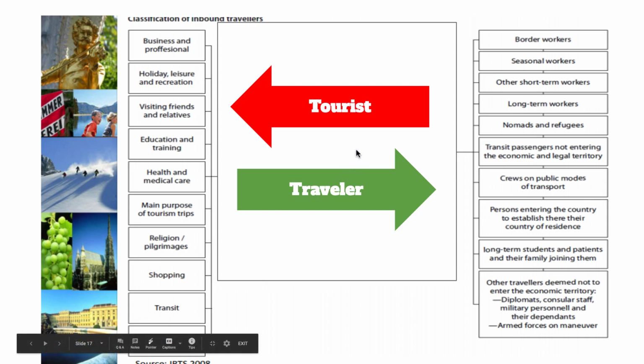So here, the purpose is clear. They have a purpose for visiting the destination. While on the other side, the traveler side, if we look at the long list here on the right side, we can see that what is common here is they are workers. Workers such as border workers. Border workers are people who cross the border to do their work.